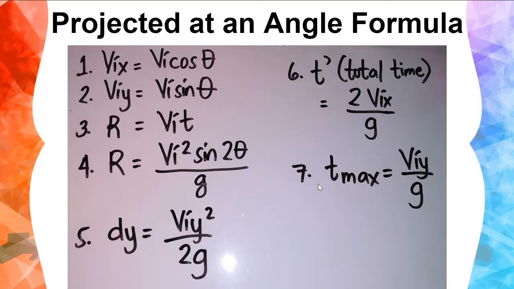And then, for number 7, we have the Tmax, or the time for the ball to reach the maximum height. Ibig sabihin, mula lang sa paghagis mo ng bola or pagsipa ng bola hanggang ma-reach niya yung maximum height, ito lang yung formula natin. So, we have here VIY divided by g. We will be using these 7 formulas for our sample problems.